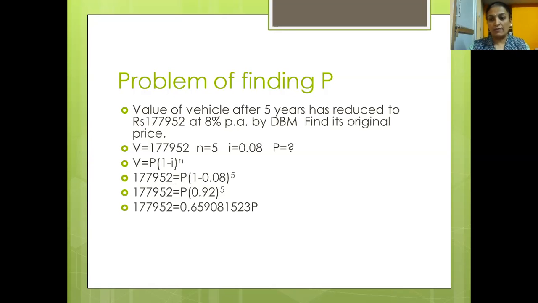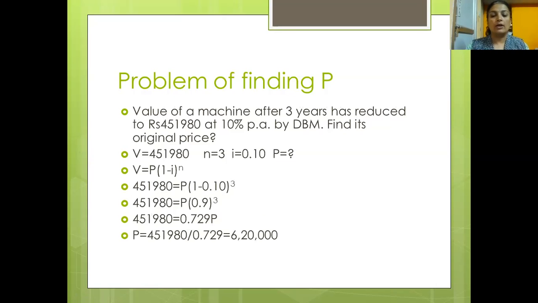And 1,77,952 is the value. Now you keep P on one side of the equation and you take this 0.659081523 to the other side. Then it becomes P is equal to 1,77,952 divided by 0.659081523. So with the help of the calculator, you can do it and you can calculate the original value. That is 2,70,000, the value of the vehicle 5 years before. That is the original price that we have calculated. Okay. Then let us go with one more problem of finding P.